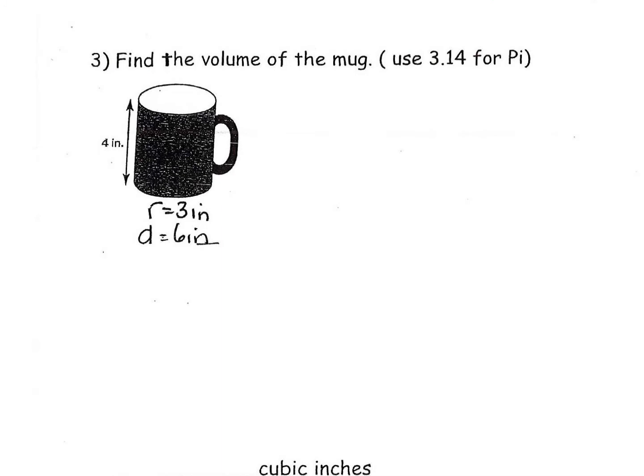Problem 3 states, find the volume of the mug. Use 3.14 for pi. We can see that the mug is in the shape of a cylinder. So if we go to our formula sheet and look up the formula for a cylinder, it is volume equals pi times r times r times h. Well, we know that the radius is 3 inches and the height is 4.